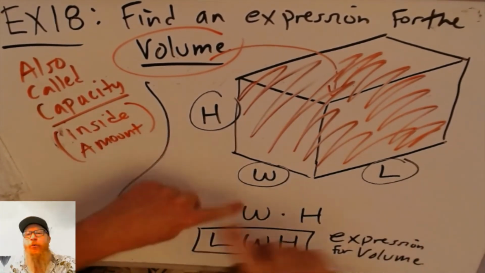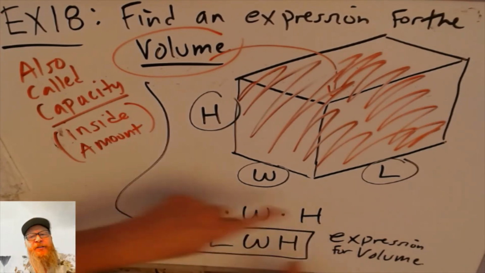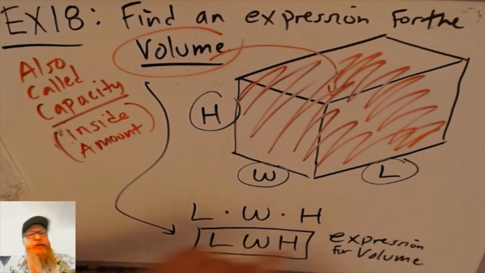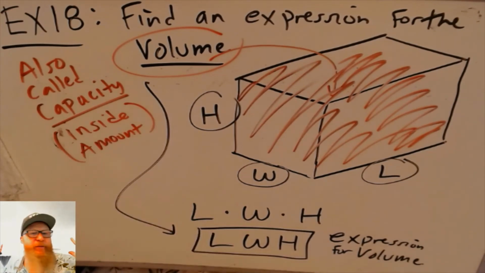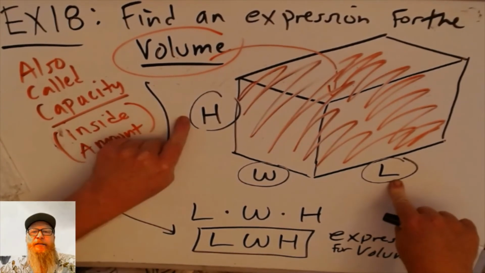It doesn't matter what order you multiply. I say this a lot. Multiplication is commutative. So if you scramble the order, if you do WHL or HWL or whatever you like, it will still give you the same. We typically memorize it LWH, though. I don't know why. It's not even alphabetical, right? I guess alphabetical would be HLW, right? Height times length times width.